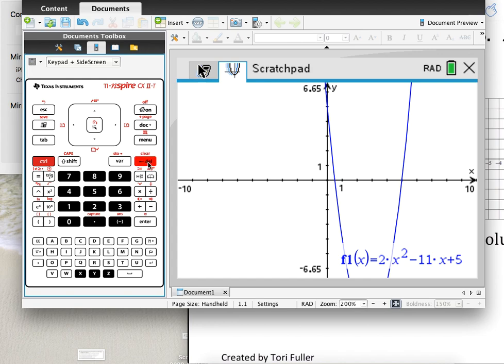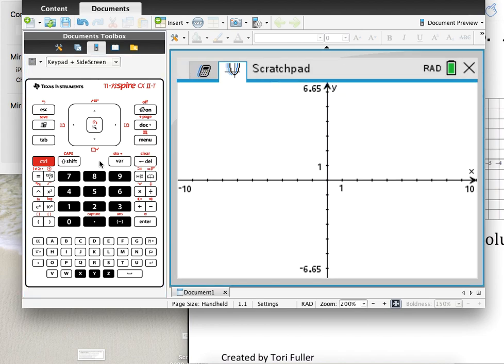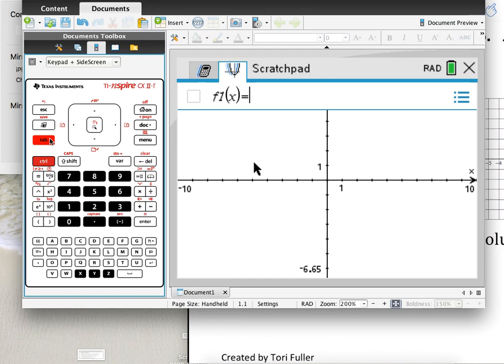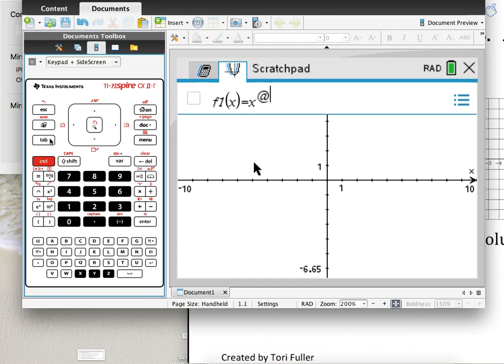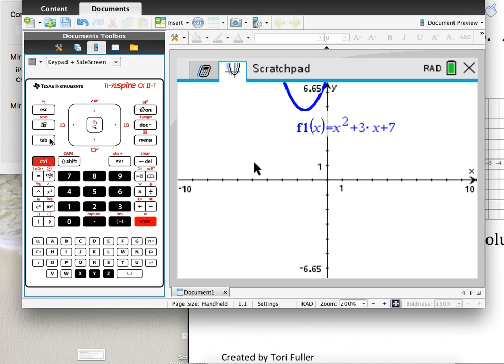Okay, hold down delete, gets rid of the equation. Hit tab, lets you make the new equation. So last one, x squared plus 3x plus 7. Okay. Ooh, this one's kind of tricky.